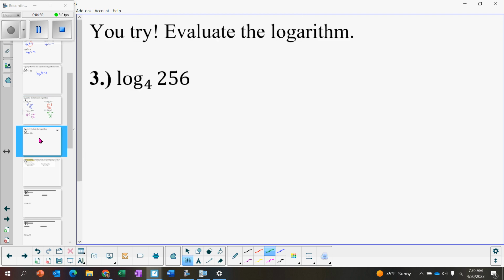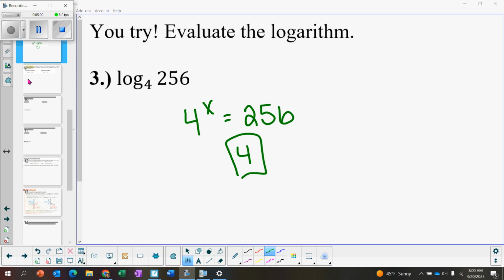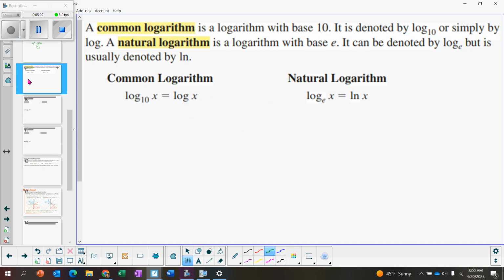So you go ahead and try this one, pause, and when you're ready to see the answer, hit play. So 4 to what power is 256? 4 to the 4th power is 256.